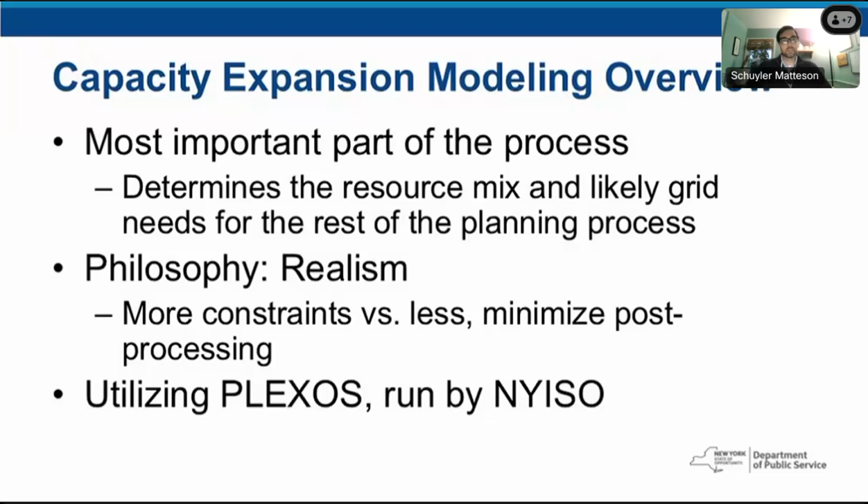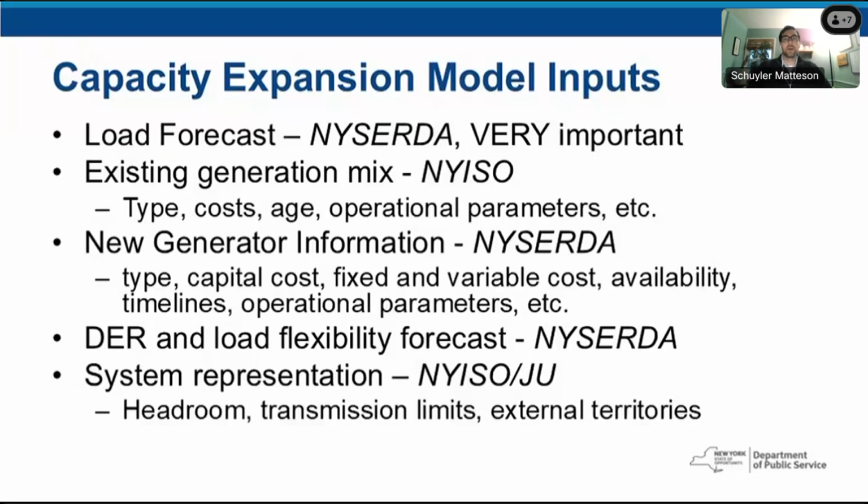We're using PLEXOS in this cycle of the CGPP, and the New York ISO is actually running this capacity expansion model. They have an economic planning department that already had a New York State model of PLEXOS and the capacity expansion model built up. And so it was easy and a little bit more efficient for us to use them in this cycle.